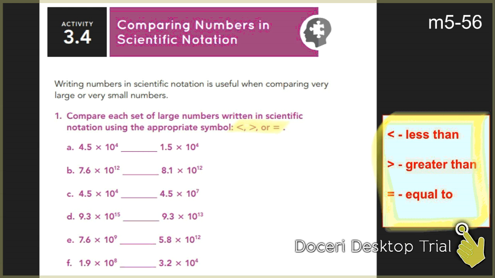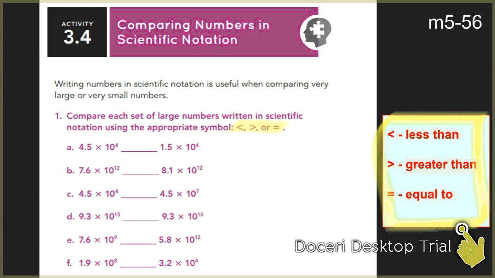So if we go back to our first question, question number 1, it says to compare the values, and then we're going to put the symbol which matches correctly with our 2 values. So let's look at what we have. On A, we're going to do this one together, and then you're going to do the rest of them on your own. They've given us 2 values. So they've given us 4 5/10 times 10 to the 4th, and 1 5/10 times 10 to the 4th.